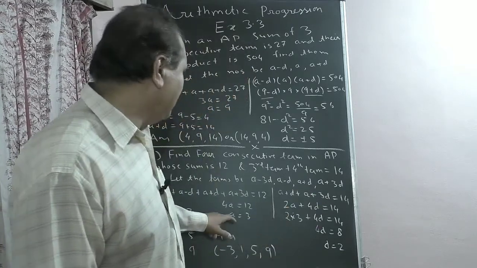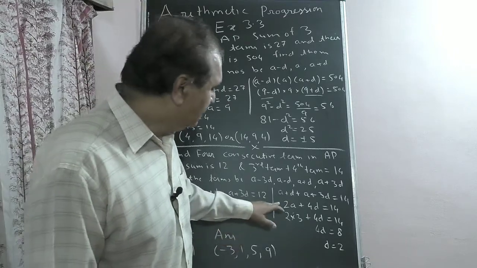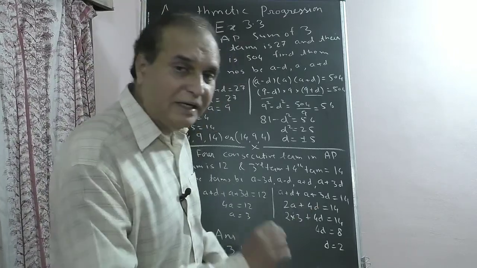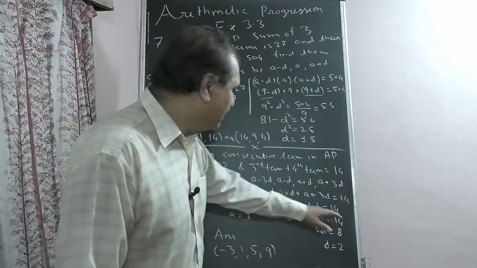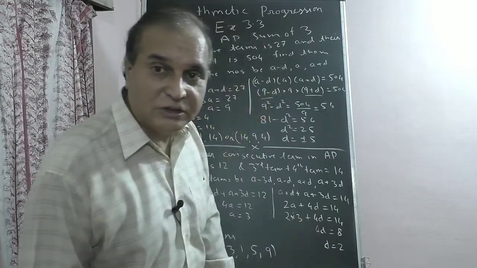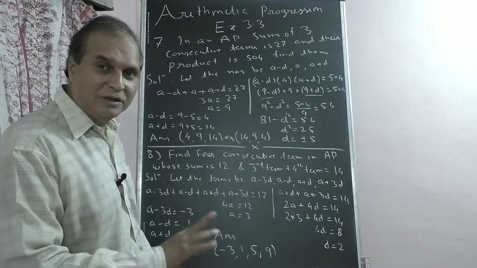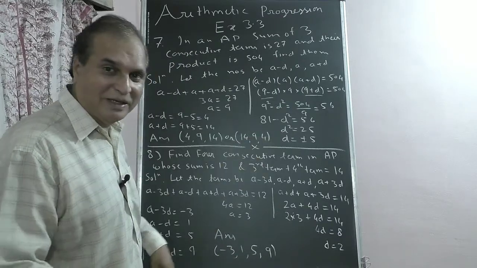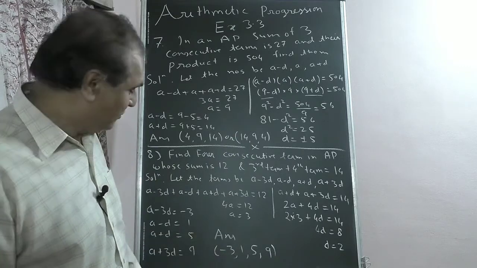So putting a equal to 3 in the equation, 2 into 3 plus 4d is 14. Putting the value of a, 6 shifting that side, 14 minus 6 is 8. 4d is 8, so d you got as 2. Once you got d as 2, there is only one solution, not plus minus. It was a square root where you have to take plus minus, here no.